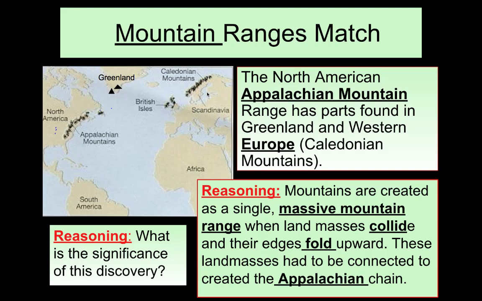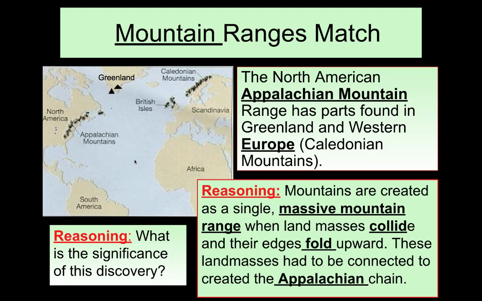They're called the Caledonian Mountains. Now, what's really interesting here is the rock is the same age and of the same type in those mountains. Now, what's so significant of this discovery, finding this mountain range in North America, in Europe, in portions in Greenland?